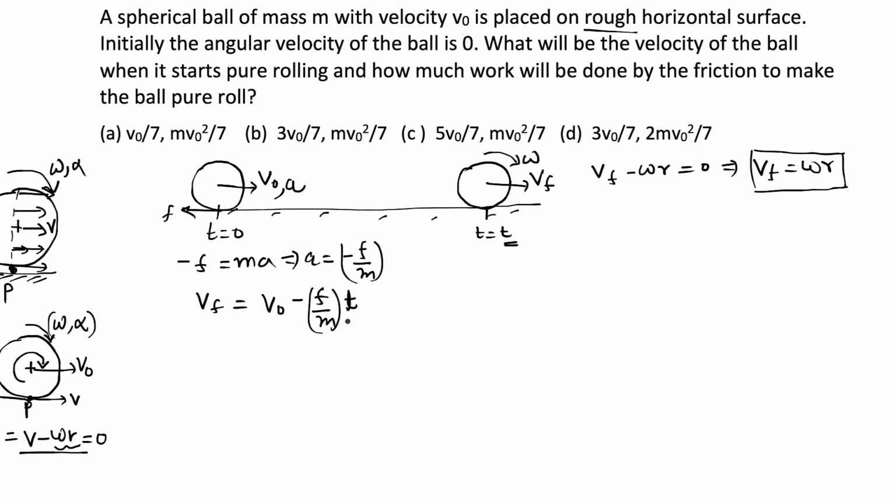Now why can we use this equation? Because a is going to be constant. And why is a constant? Because friction force is constant. Okay, so this is our first equation. Let's call it equation 1.